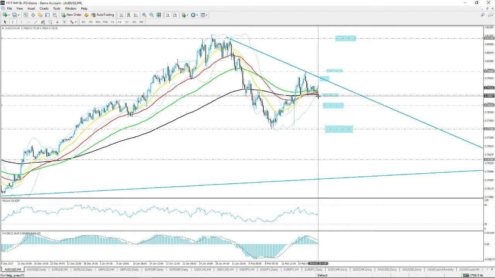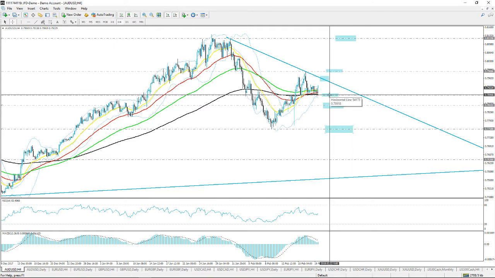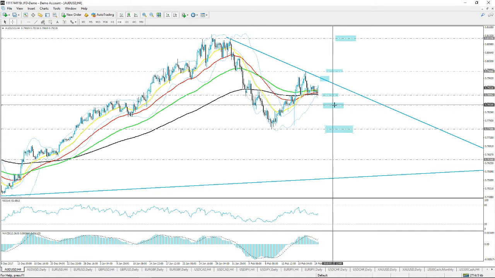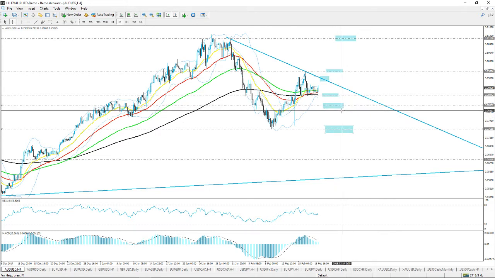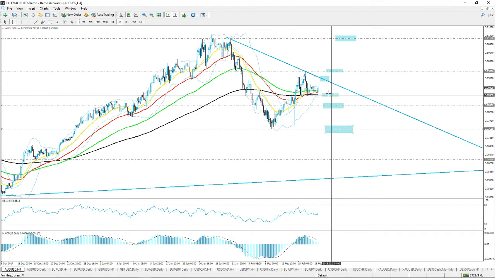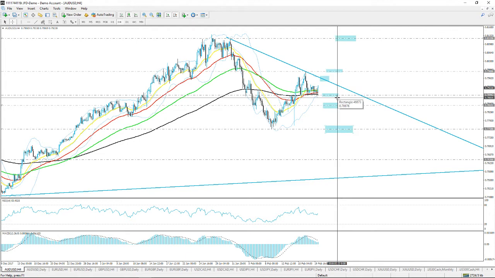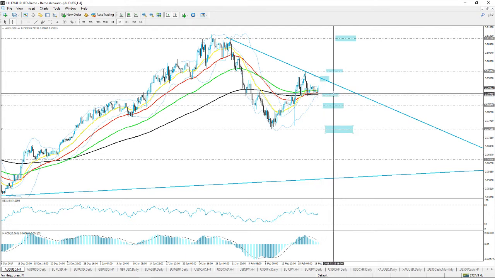So if we get a break below this area here of the 0.78950 area, then we should definitely watch out for lower levels, maybe not that far, but the 0.78500 area could potentially be hit. And of course, this is for today. This is only a short-term analysis for today.